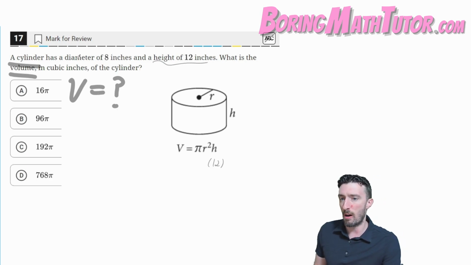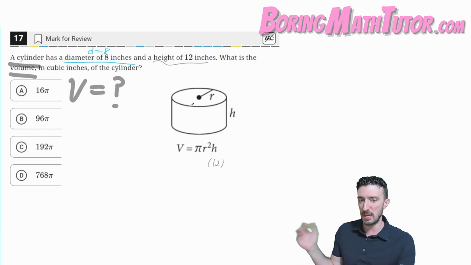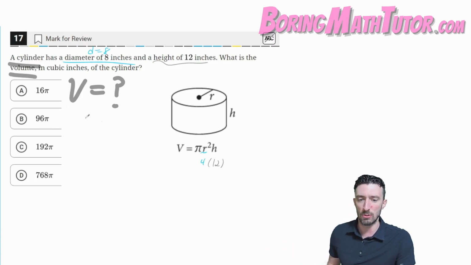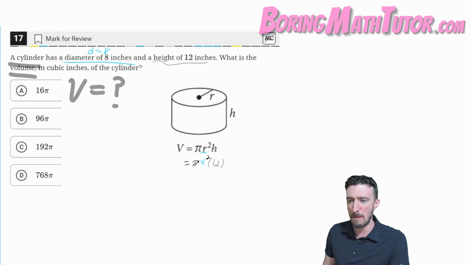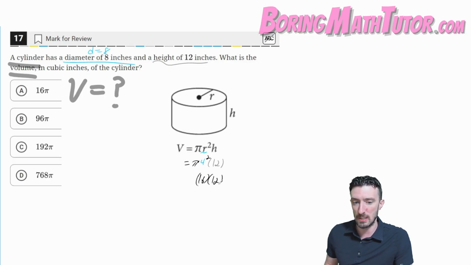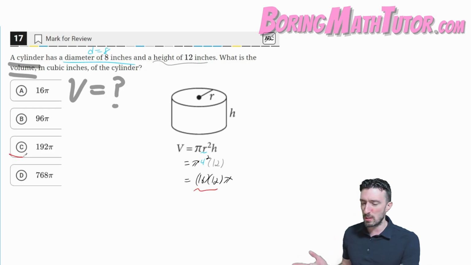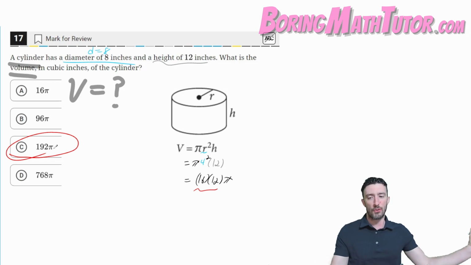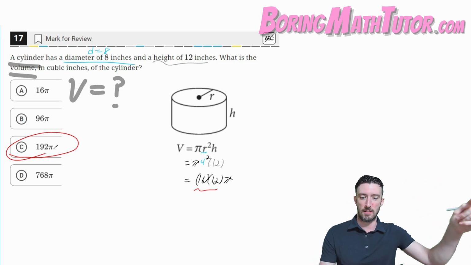Did they give me the r? No, they gave me d. Well, if d is equal to 8, that means r is equal to 4. So we got 4 squared pi blah blah blah. 4 squared, I think that's 16. 16 times 12 times the pi. The only thing that would make sense here would be 192. No need for a calculator. All right, have some fun.